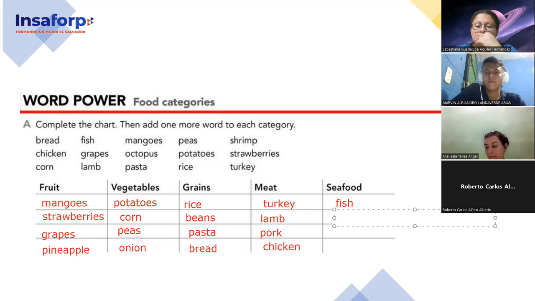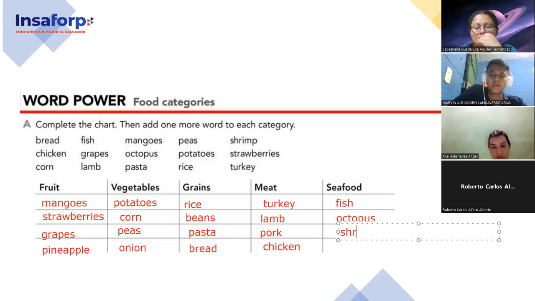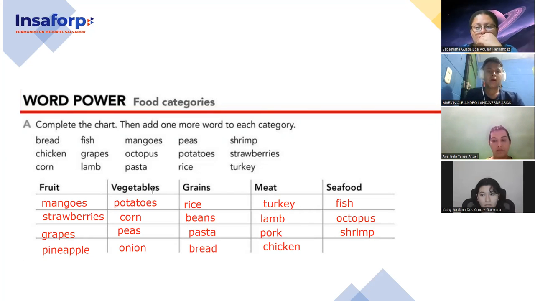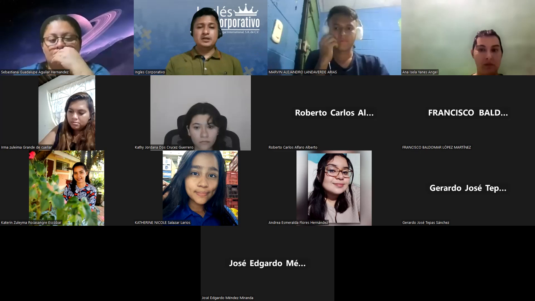Octopus. What? Octopus, right? We have la mariscada already, right? Very good. Octopus. And? Shrimp. Very good. So we have shrimp, right? Yeah, these things are expensive. Okay. Thank you so much. So we have fruit, vegetables, grains, meat, and seafood. We're going to have this vocabulary for the following conversation.